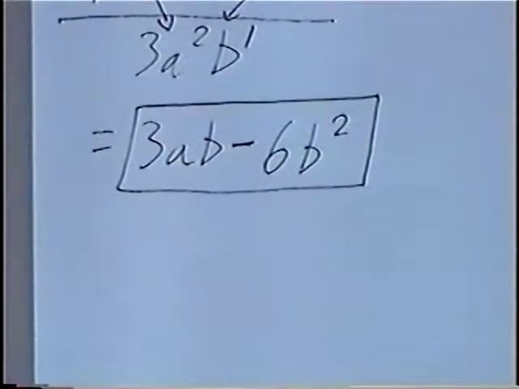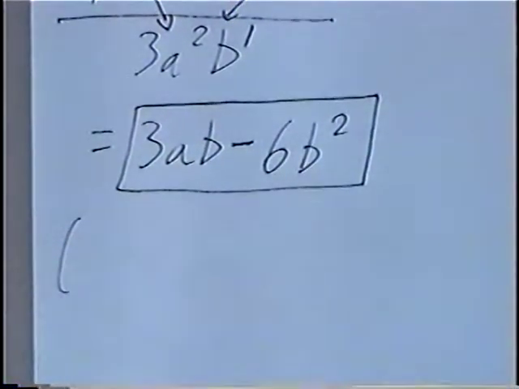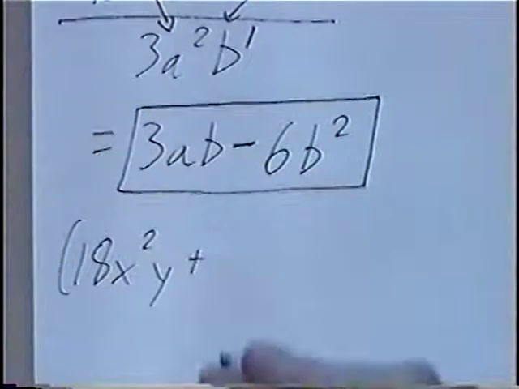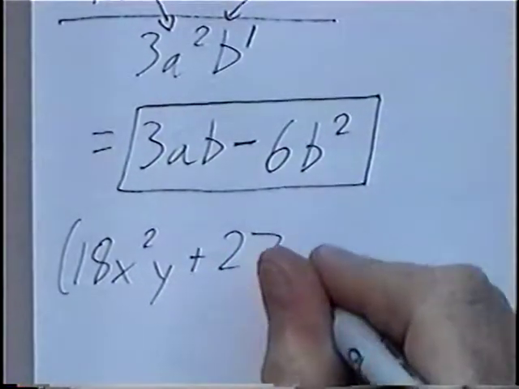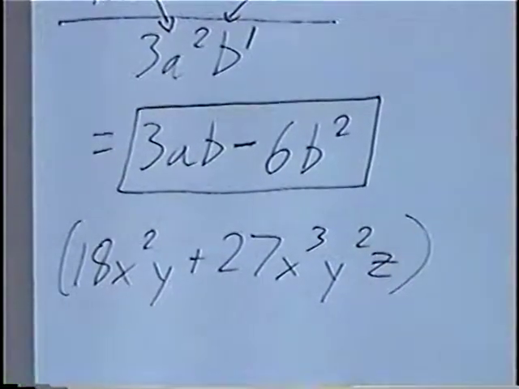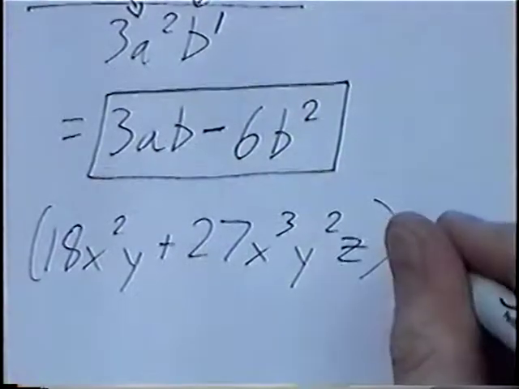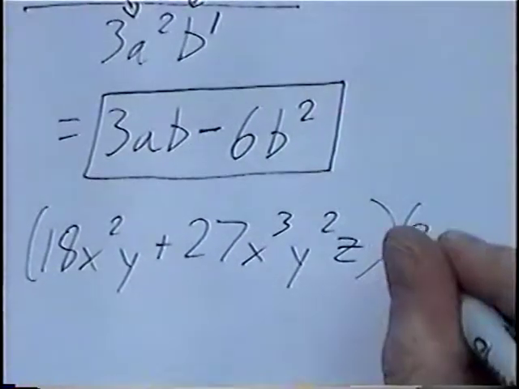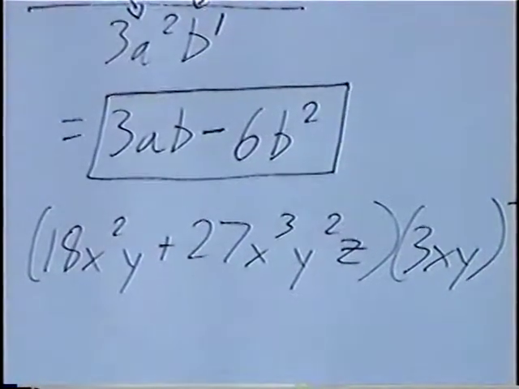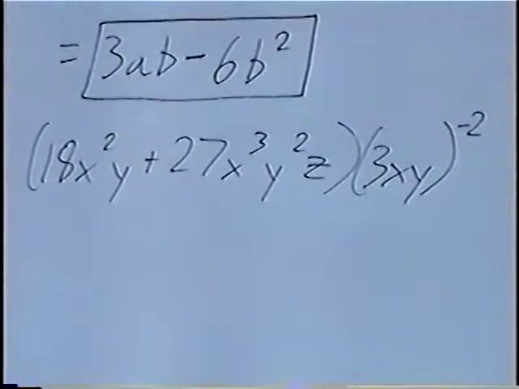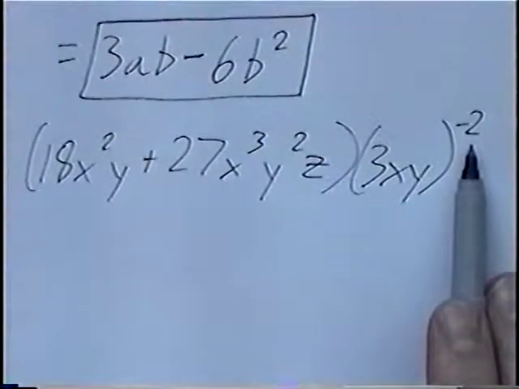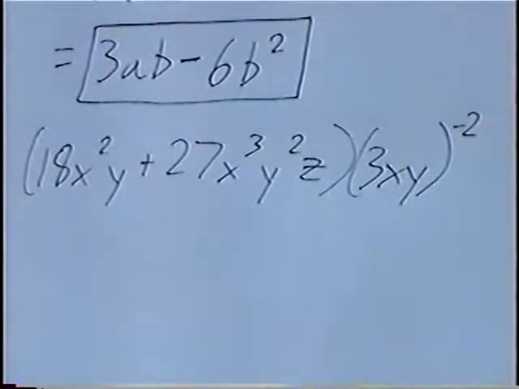Second question and last question for the section. The first term in parentheses is 18x squared y plus 27x cubed y squared z, and close parentheses. Outside the parentheses, we'll have a second parentheses, which will be 3xy raised to the negative 2 power. Looking at this question, it looks like we're multiplying two parentheses, but if you remember, a negative exponent means we'll take the reciprocal of this expression.